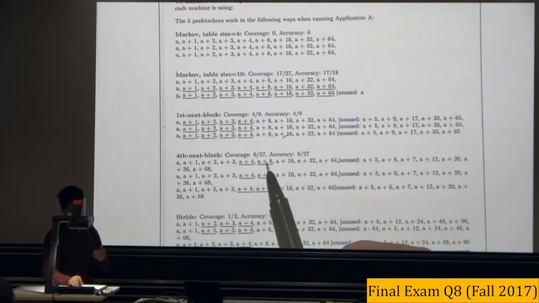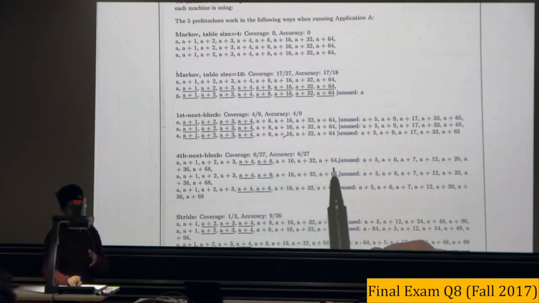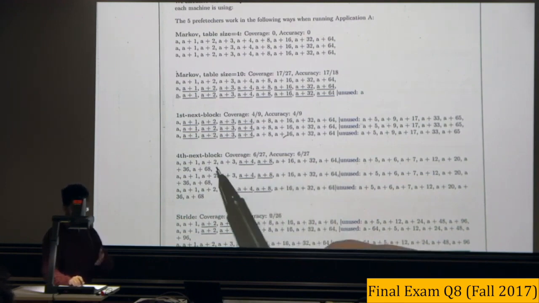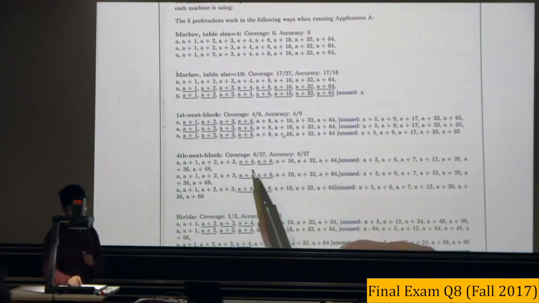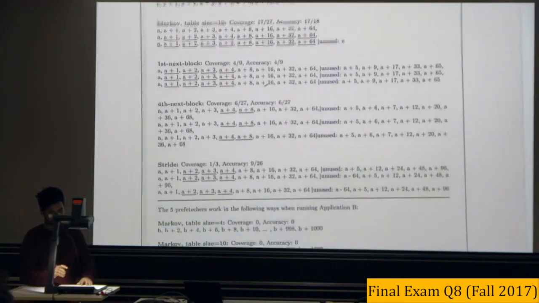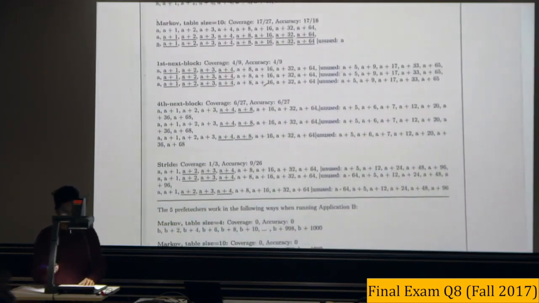A plus 8 is also prefetched by A plus 4. That means this guy is also covered. Anything apart from these is not covered. So then these are also gone. So again, you can come up with the coverage numbers and the accuracy number. Make sense? Now let's go to a more complex prefetcher.